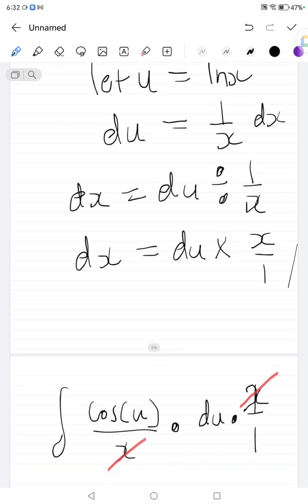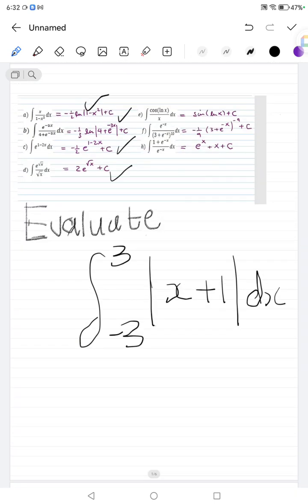Then let me check, do we still have some? Yeah, we still have some. Yeah, this one we're done with. Then we have this one.